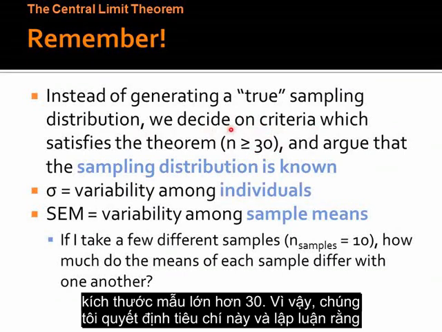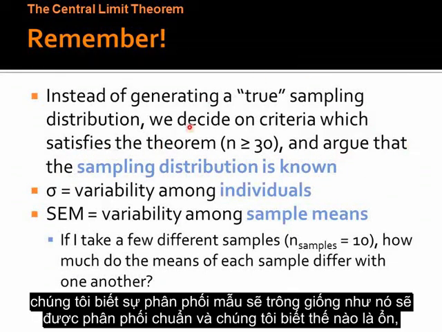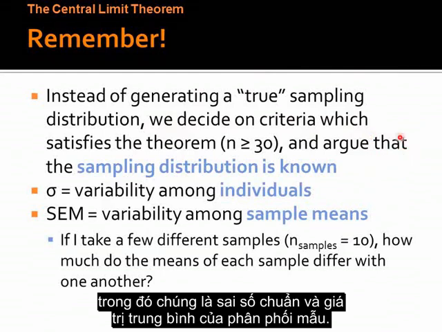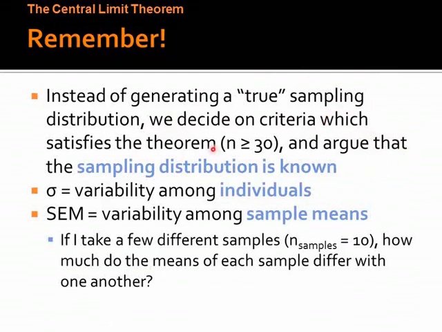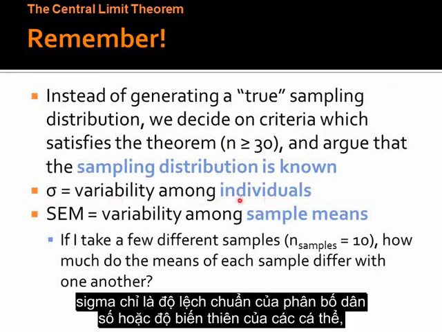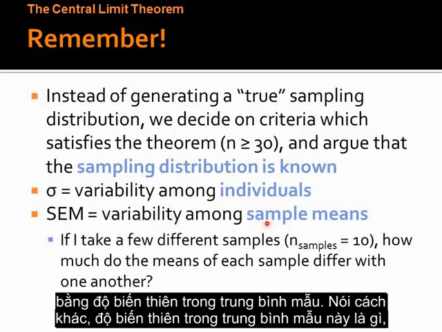So we decide on this criteria and argue that if we follow this criteria, then the sampling distribution is known, right? We know what the sampling distribution is going to look like. It's going to be normally distributed, right? And perhaps we may know what the different parameters of this particular sampling distribution are, which are the standard error and the mean of the sampling distribution. Now, in this case, to generate the standard error, we need to know what sigma is. Sigma is just the standard deviation of the population distribution, or the variability among individuals. The standard error then is sigma divided by square root of n, which is the variability among sample means.